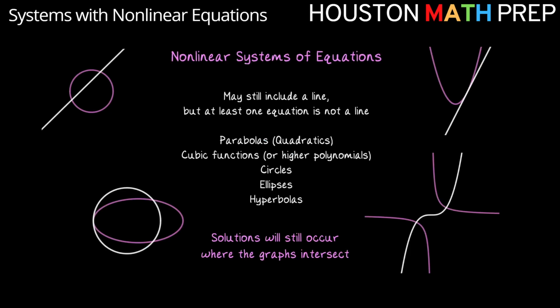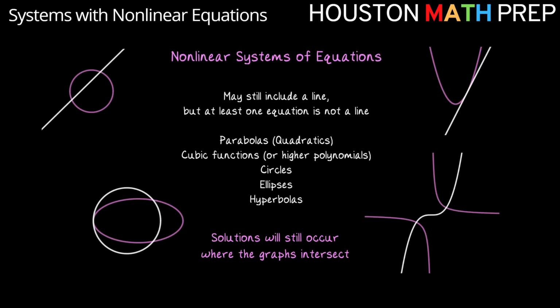We may still have a line for one of the equations, but at least one of the equations in the system is not a line when we're talking about nonlinear systems. Generally, when you do this in a precalculus setting, as we're going to talk about in this video, a lot of the graphs that you'll see are parabolas, some sort of quadratic equation. We might have cubic functions or other higher polynomials, and maybe some of the conic sections with circles, ellipses, hyperbolas.